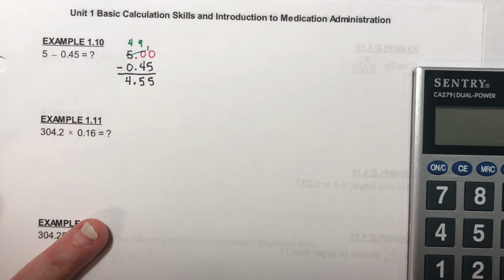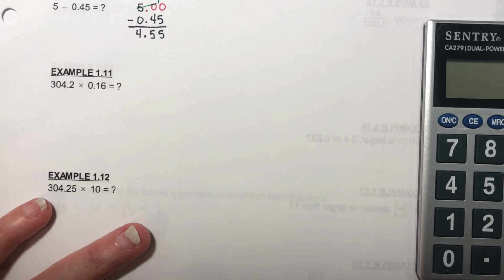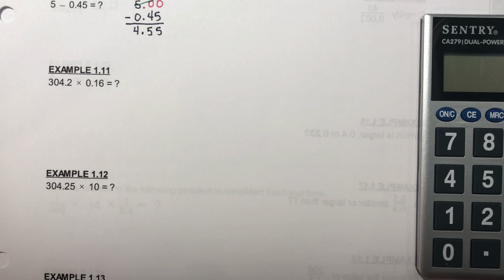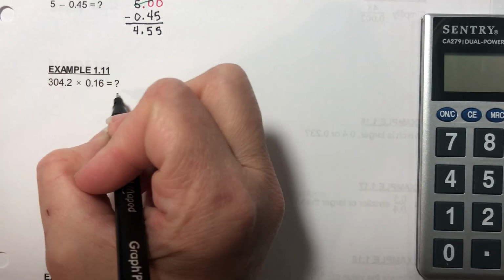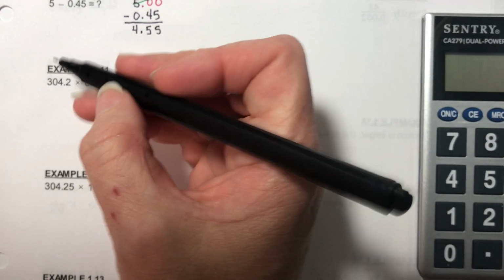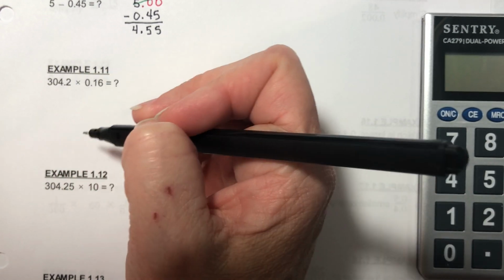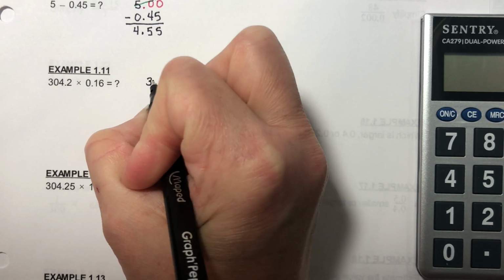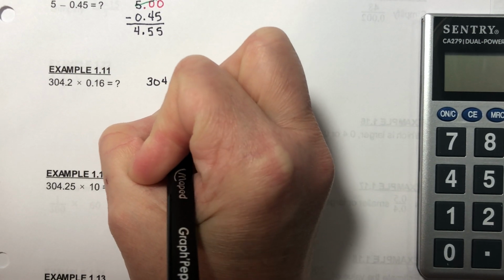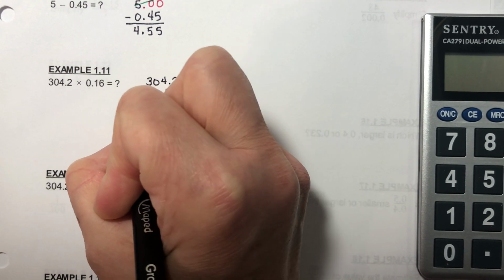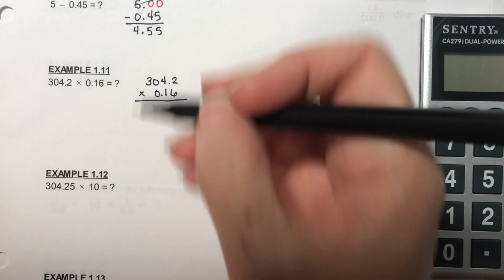Okay, so example 11, let's multiply decimals. Again, I'm going to remind you how it works without a calculator, and then we can talk about using a calculator for it. With multiplication and also with division, you do not need to line up your decimal point. Basically, at first, you treat it like a regular multiplication problem and ignore the decimals. Okay, so let's multiply these.